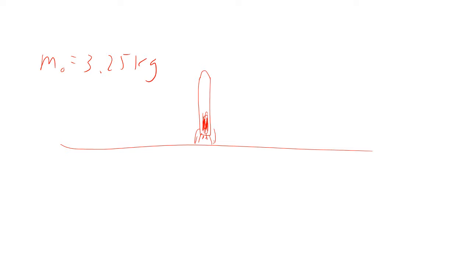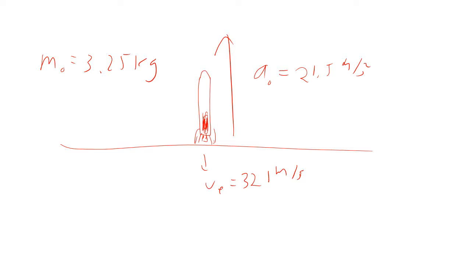There are commercial places you can purchase these little model rocket motors that burn at a particular rate. And so you design it so that the exhaust comes out here. The exhaust is going to be at 321 meters per second, so slightly less than Mach 1. When you fire this thing, you want it to have an initial acceleration of 21.5 meters per second squared upwards.